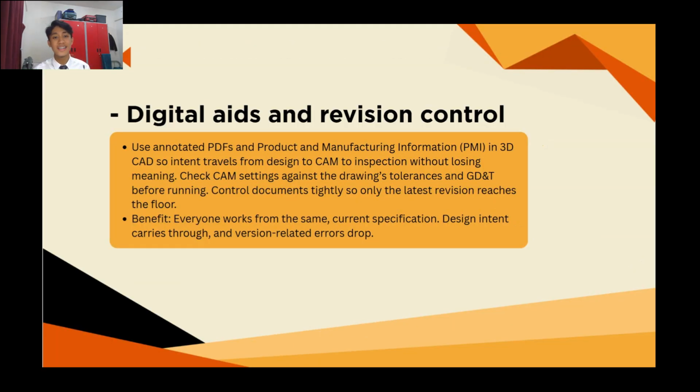The last one is digital aids and revision control. Use annotated PDFs and product and manufacturing information, PMI, in 3D CAD, so you can travel from design to CAM to inspection without losing meaning. Check CAM settings against the drawing tolerance and GD&T before running. Control documents tightly so only the latest version reaches the floor. The advantage is everyone works from the same current specification. Design intent carries through and version-related errors drop.